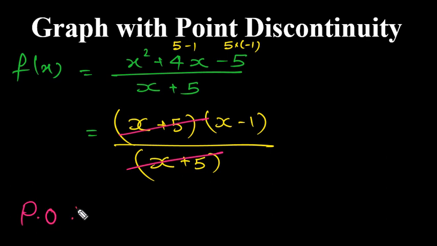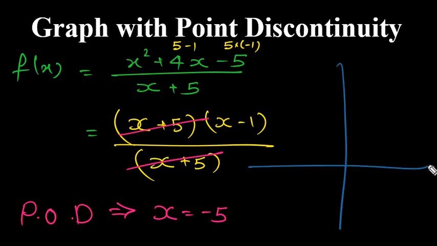So the point of discontinuity, POD, is x equal to minus 5. Now let's try to draw the graph. This is your x-axis. This is your f of x. F of x is remaining only x minus 1. The point of discontinuity is at x equal to minus 5. So this is 0 here, then minus 1, minus 2, minus 3, minus 4, minus 5. And the y-intercept is -1, so -1 will be here. The slope is positive, so the graph will be upward, right? The graph will be upward.